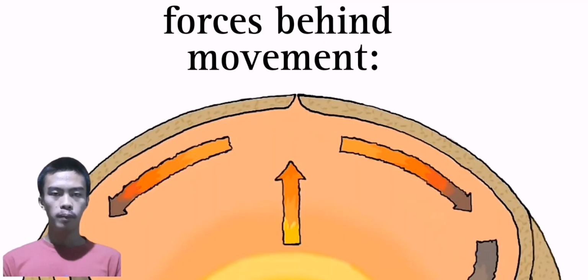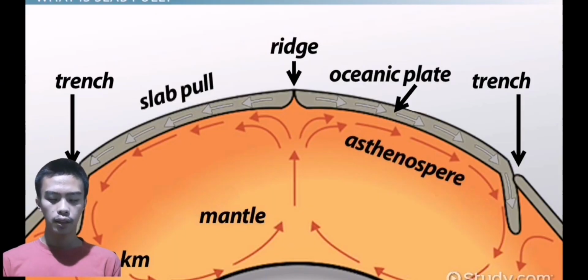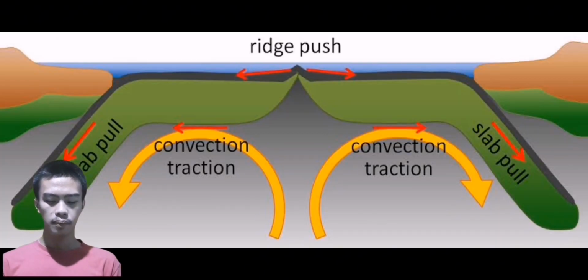Forces behind movement. Mantle convection: heat-driven currents in the mantle push and pull plates. Slab pull: denser oceanic plates sink beneath less dense continental plates, pulling the rest of the plate along. Ridge push: elevated mid-ocean ridges create a gravitational force pushing plates away from them.